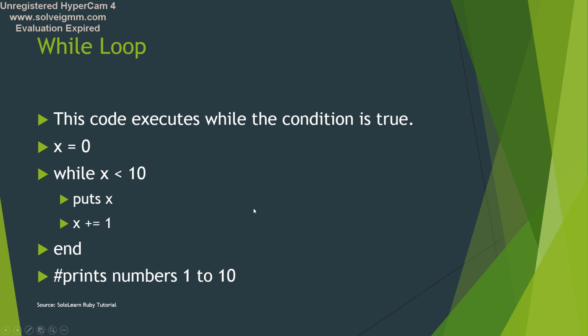Next, the while loop. This code executes while the condition is true. The initial value of x is 0. While x is less than 10, so 0 is less than 10, it will output x, and x will be incremented by 1 until the condition becomes false. It prints numbers 0 to 10. I've made a mistake with that, so we have to proceed to the next.